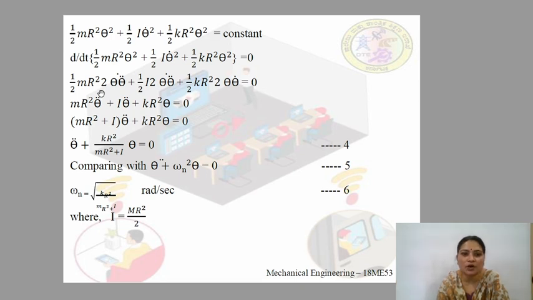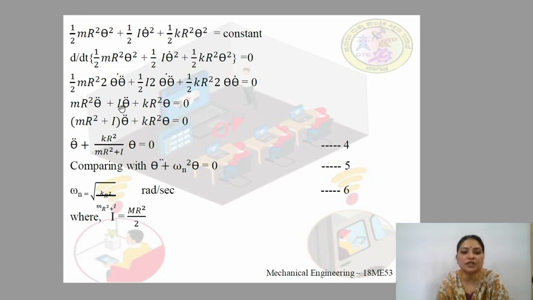Now in all these equations we can find that theta dot is common. So therefore we can take out that theta dot as common and do some simple simplifications, where the numerical values 1 by 2 and 2 cancel in all the three terms. We are left over with m r square theta double dot plus I theta double dot plus k r square theta is equal to 0.